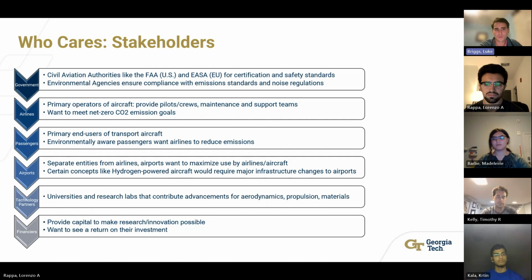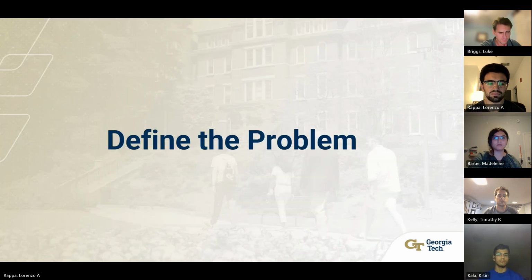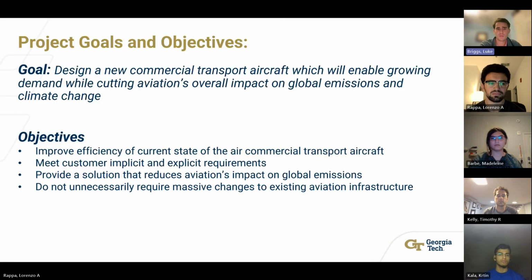And this is a really important problem overall because there are a lot of people interested in this, from the government authorities like our civil aviation authorities to the airlines themselves, who, as I said before, have set these net zero emissions goals, as well as the passengers, the airports, and the technology partners that make this whole thing fly. And so it's a really important problem.